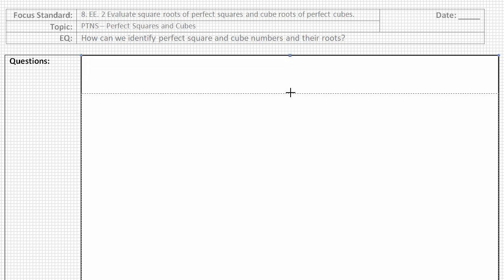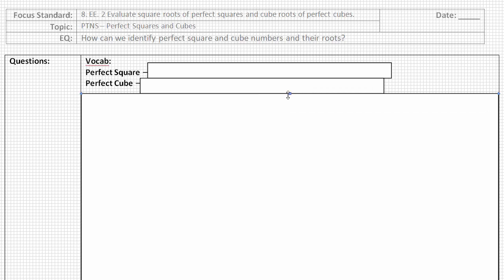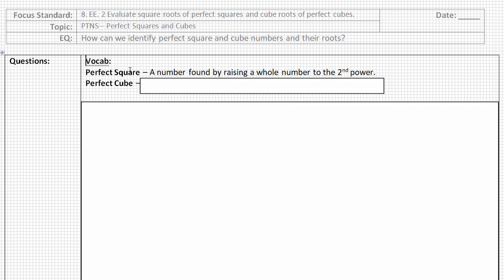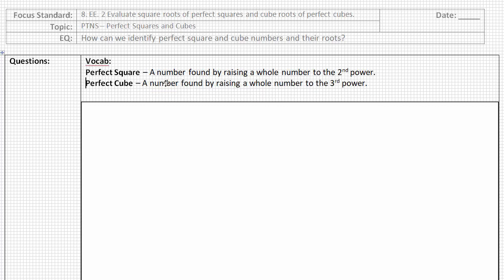So for today's lesson, we're going to start out by defining what a perfect square and a perfect cube are. A perfect square is a number found by raising a whole number to the second power. A perfect cube is a number found by raising a whole number to the third power. So any whole number taken to the second power is a perfect square, and any whole number taken to the third power is referred to as a perfect cube. So let's dive in here.